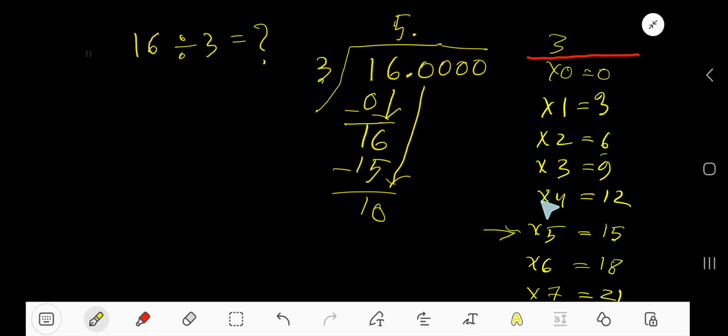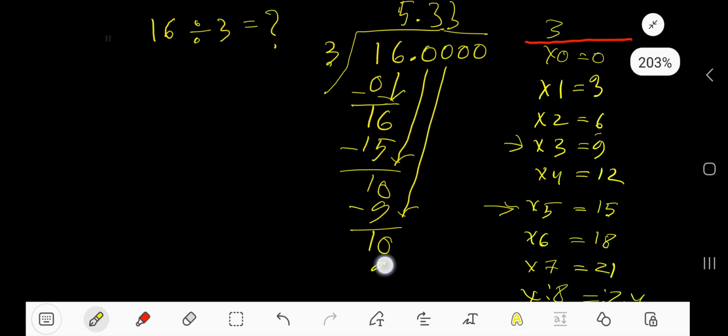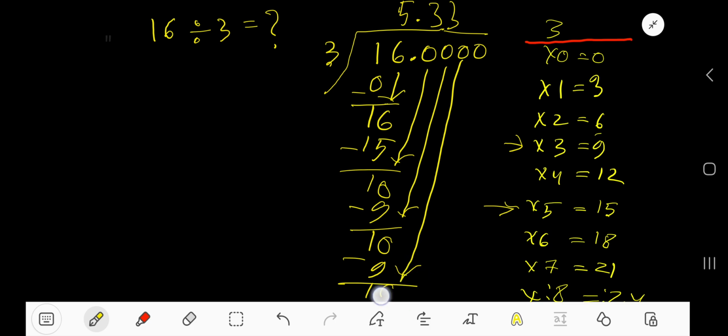3 goes into 10 how many times? 4 times is 12, which is greater, so 3 times. 3 times 3 is 9. Subtract, 1, bring down another 0. 3 goes into 10 again 3 times. 3 times 3, that gives us 9. Subtract, 1, bring down another 0.